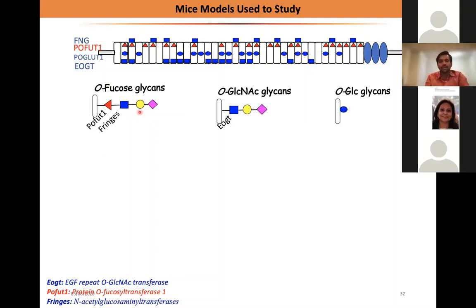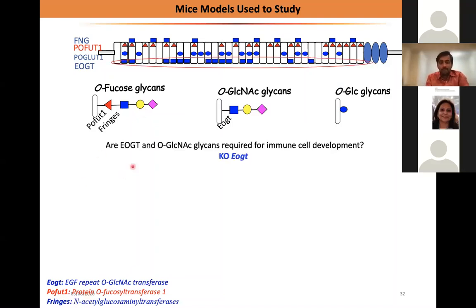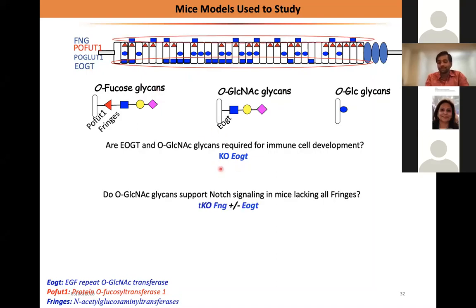So what we are studying actually, so this is EOGT, I have just mentioned that EOGT is required for the addition of O-GlcNAc in the EGF repeats of Notch protein. So you can see the O-GlcNAc here, these blue boxes. So we are studying, are the EOGT or O-GlcNAc glycans required for immune cell development? We have then developed the EOGT knockout mice model.